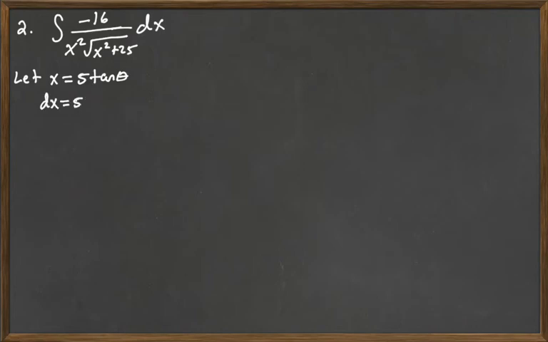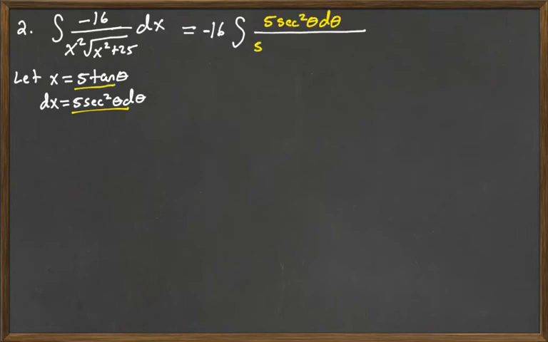Differential dx is going to be 5 secant squared theta d theta. Slide out the negative 16, and then we have the integral of dx, which is 5 secant squared theta d theta, over x squared, which would be the 5 tangent of theta squared. And then to get the radical there, we could go ahead and draw a reference triangle here.